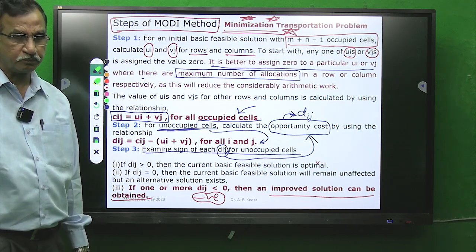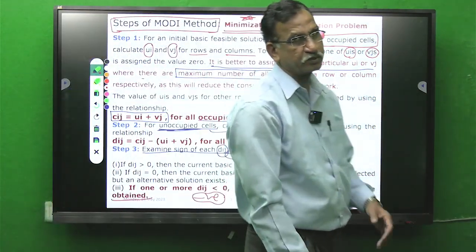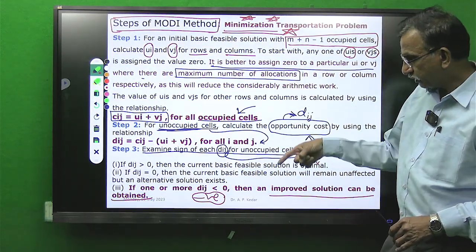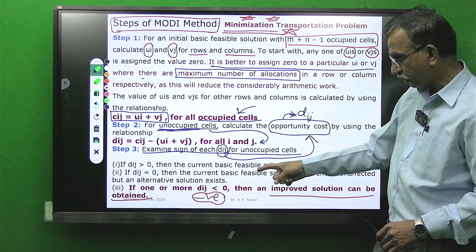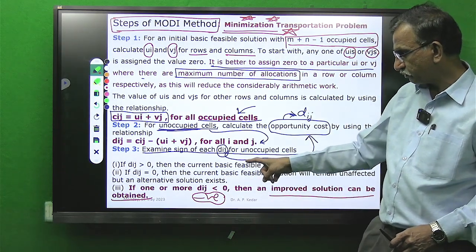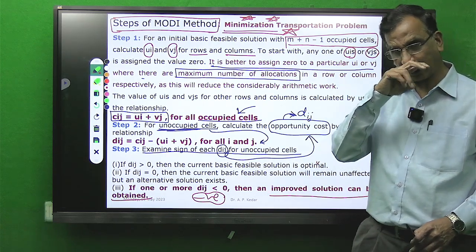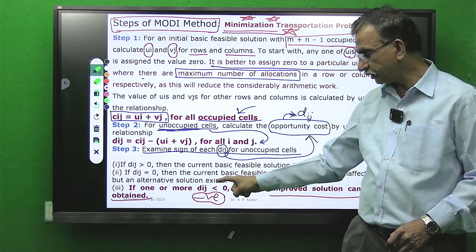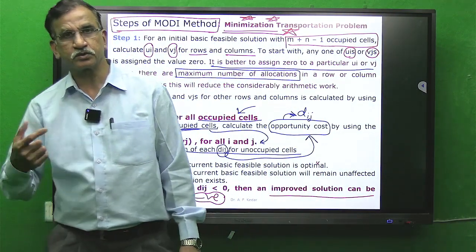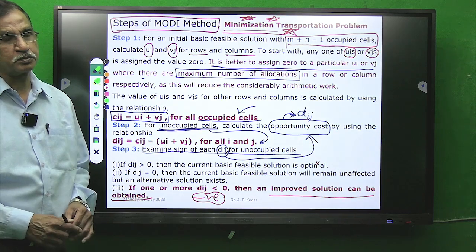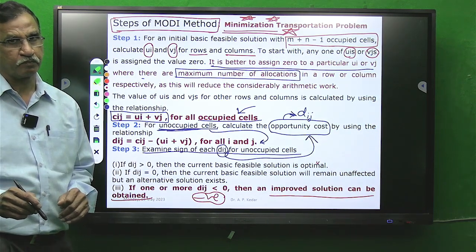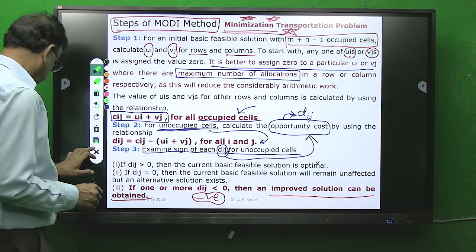Got it? These are the detailed steps for the modified distribution method. Your problem ends with the first condition. But if you are having this sign negative, you have to further solve the problem. The transportation algorithm doesn't terminate. Let's move ahead.